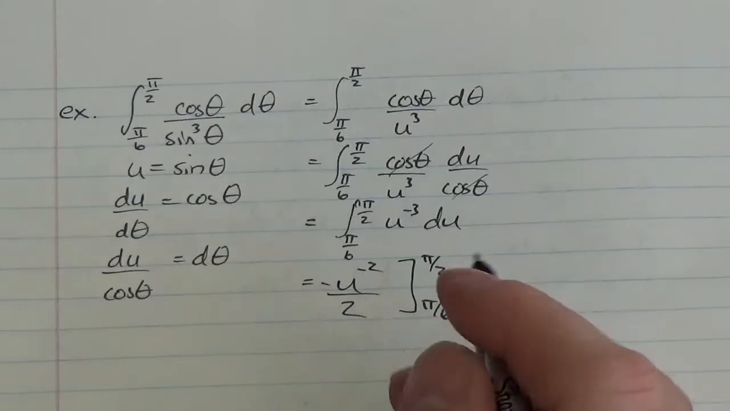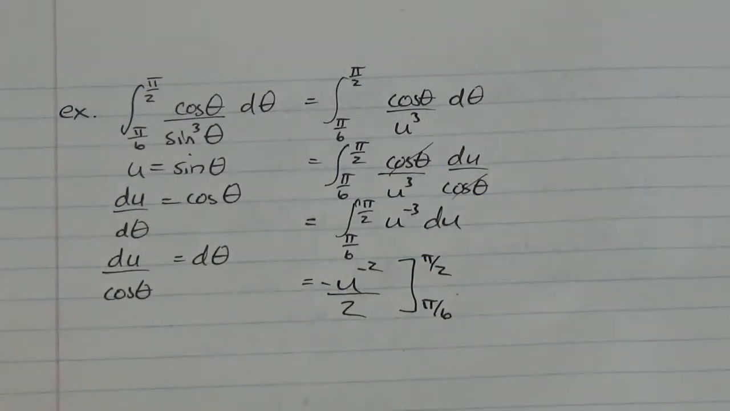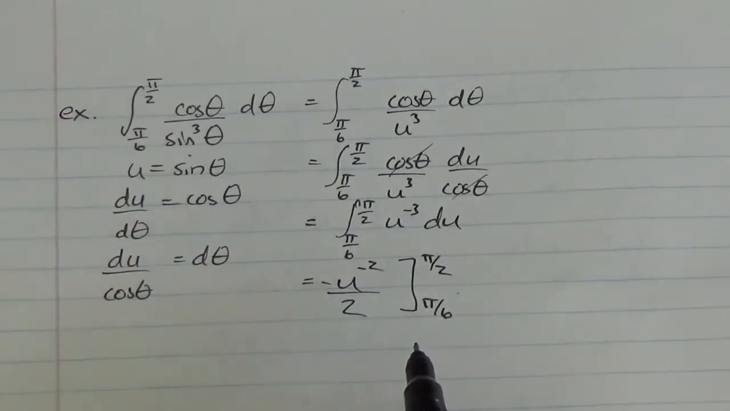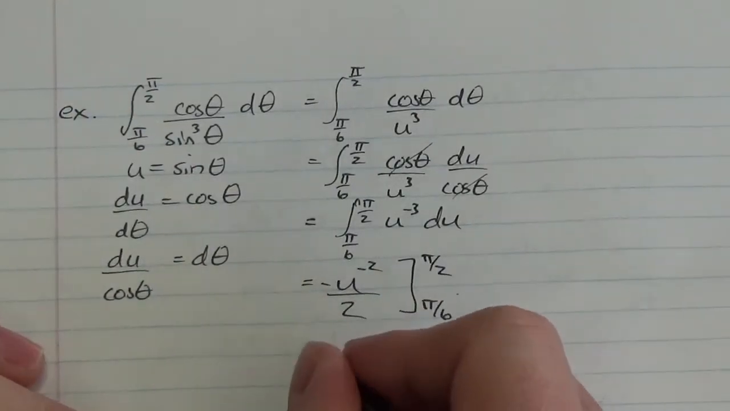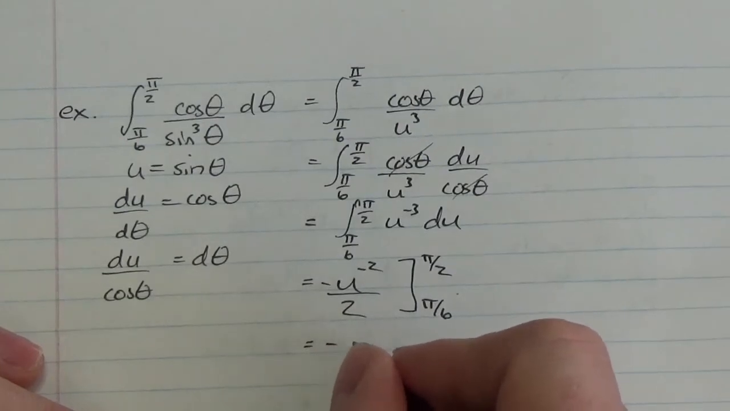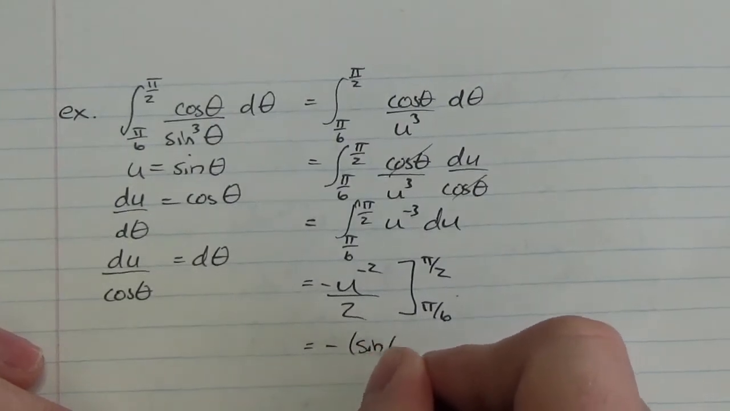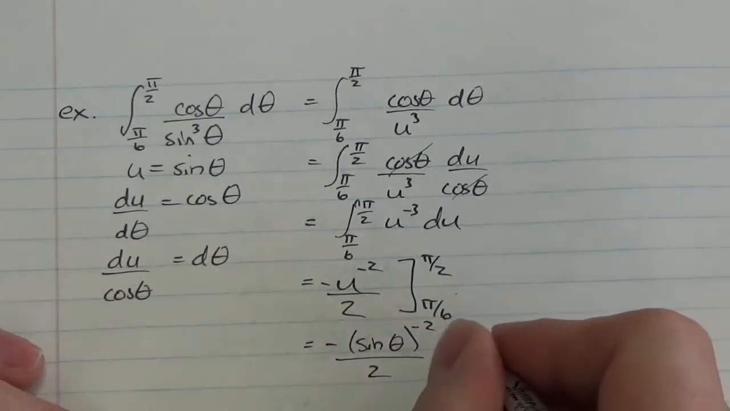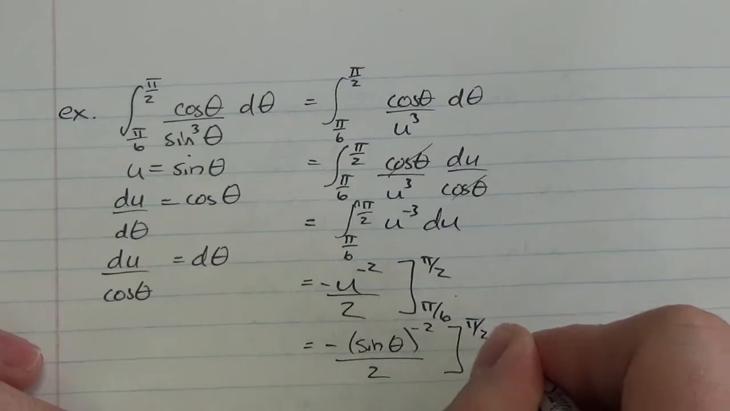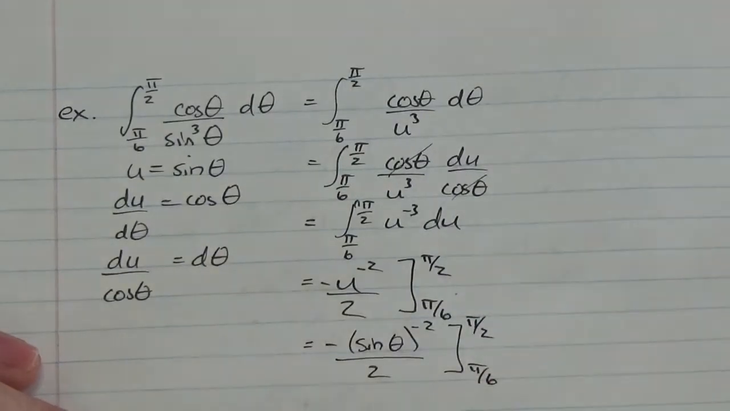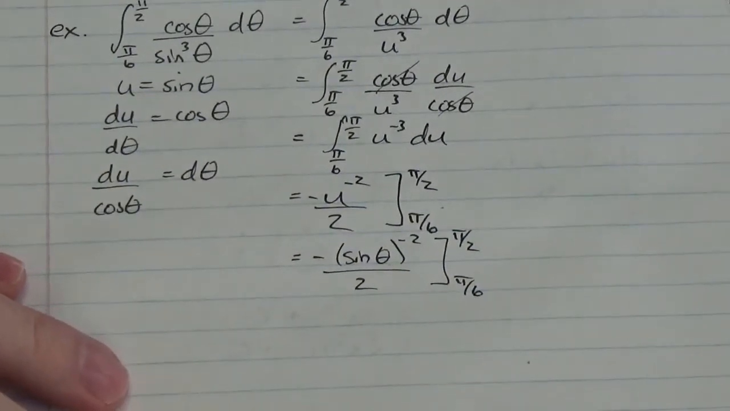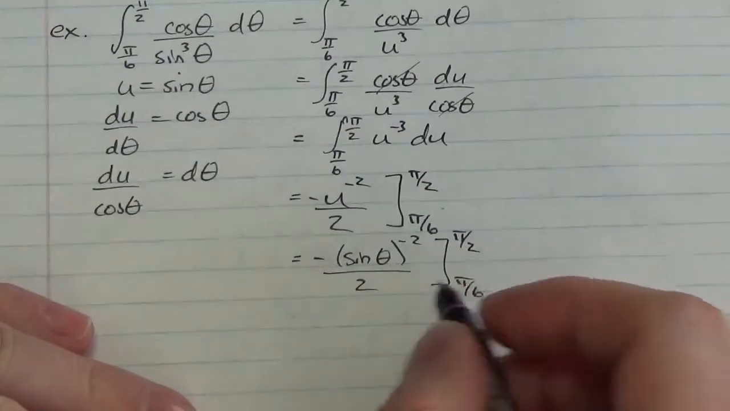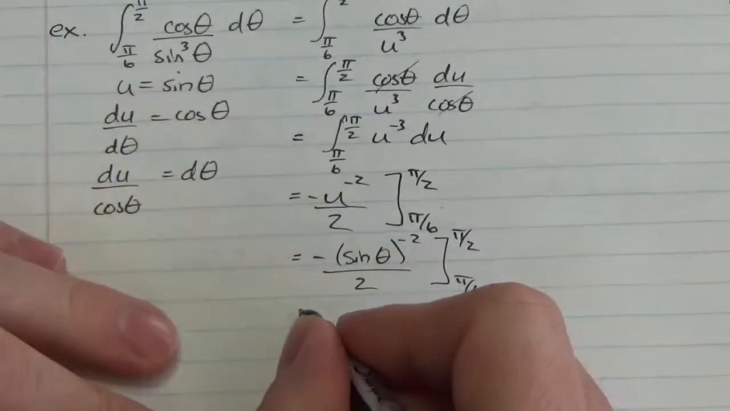Now, at this point, though, I'm going to have to go back and do my substitution, or put this back in terms of my theta here. So this will end up becoming negative sine theta to the negative 2 over 2 evaluated between pi over 2 and pi over 6. So now I'm back to my original variable theta, which is great. That's exactly what I wanted. So now I'm going to plug these things in. I'm going to simplify this a little bit for myself.